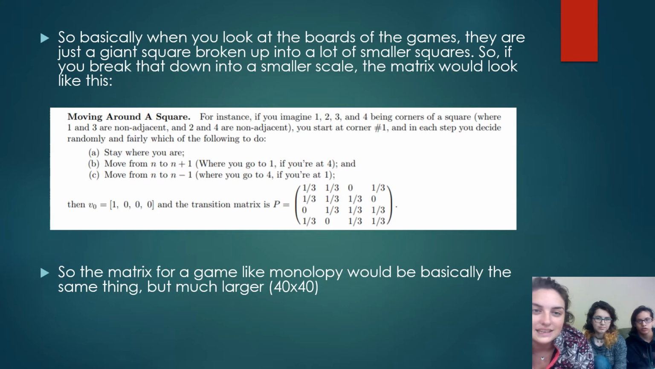So basically, when you look at the boards, it's just a giant square that's broken into other squares. Taking that idea just for a basic square with 4 different corners, you can see the matrix example we have here, and you can put that into a transition matrix to figure out the probability of which part of the square you would land on. And so we use that same idea for things like Monopoly, which is the same thing, just on a much larger scale because the Monopoly board is a lot bigger.